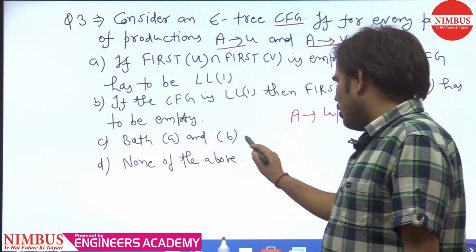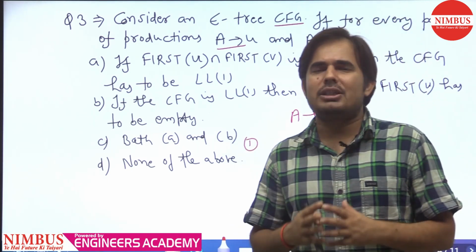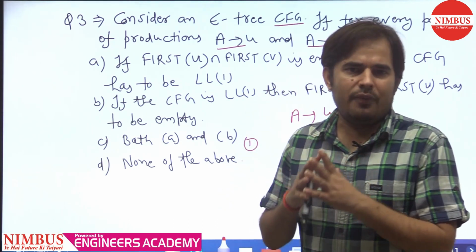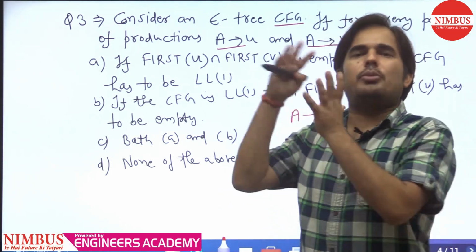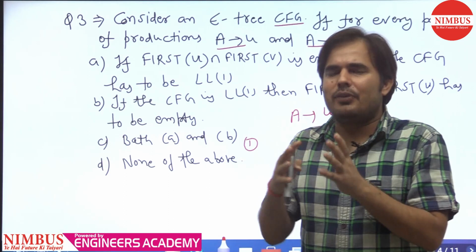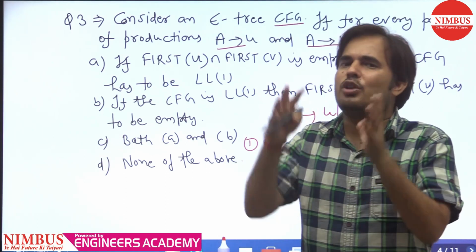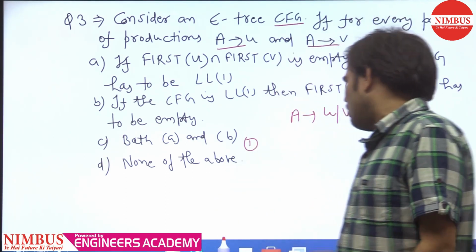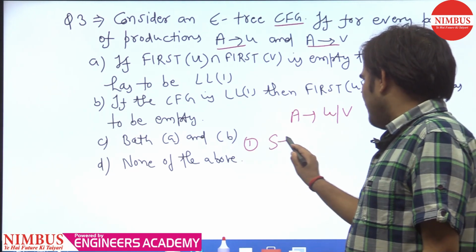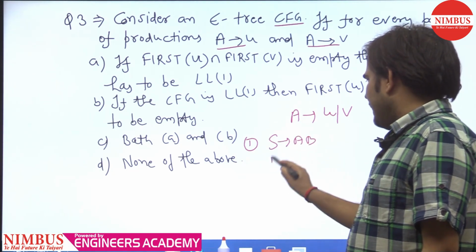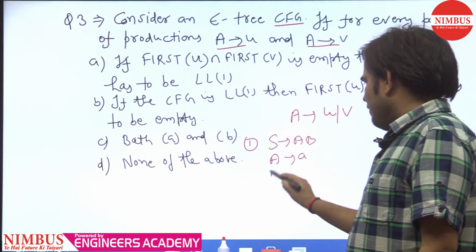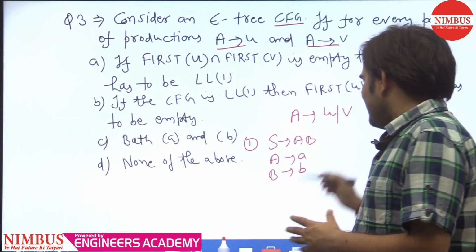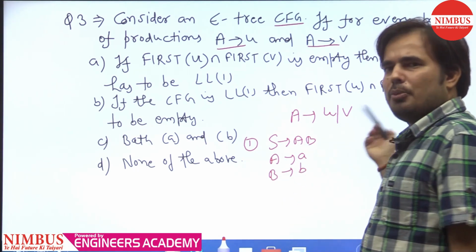So the first rule is: when all the productions are unit productions, then the given CFG is always LL1. A unit production is like this: S tends to AB, A tends to A, and B tends to B. This means there is no slash with any other production.